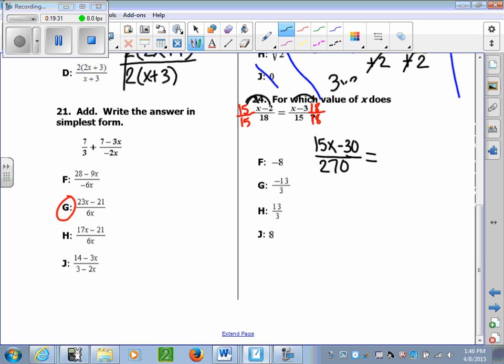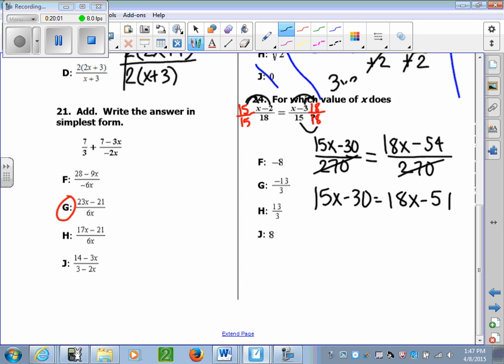And over here, I have 18 times x, which gives me an 18x. 18 times a negative 3 gives me 54, over 18 times 15, which gives me my 270. All right, so now I have a common denominator. I'm solving an equation so I can flatten the problem. That leaves me with 15x minus 30 equals 18x minus 54.